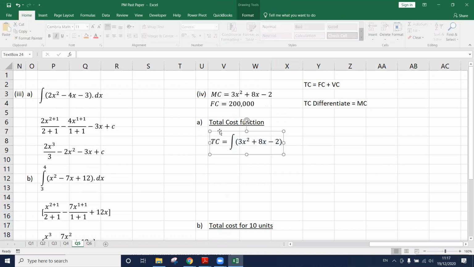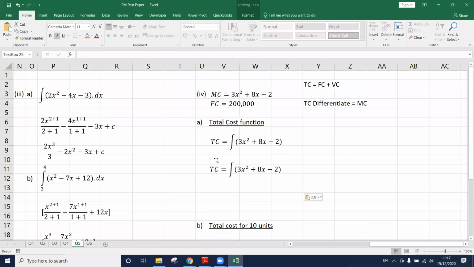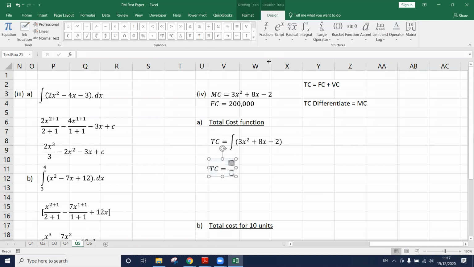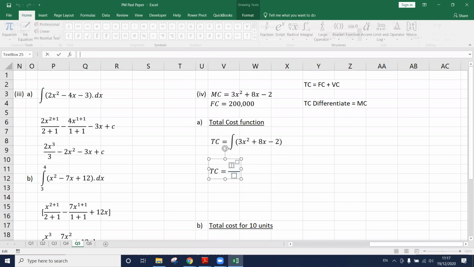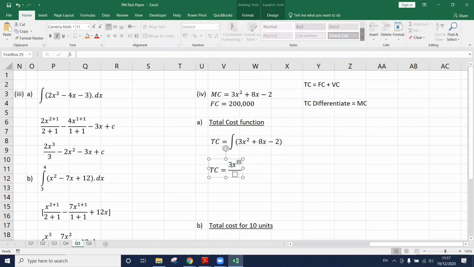How does it turn out after we integrate this? We need to integrate this one term by term. 3x squared. When integrating, what do we do? Add one to the power and divide by power plus 1. Right? Then the next term, 8x.